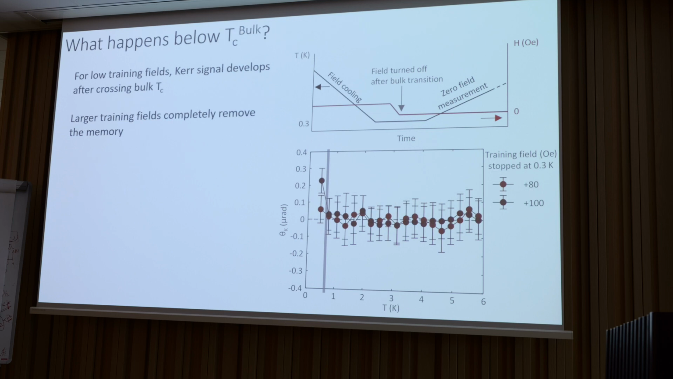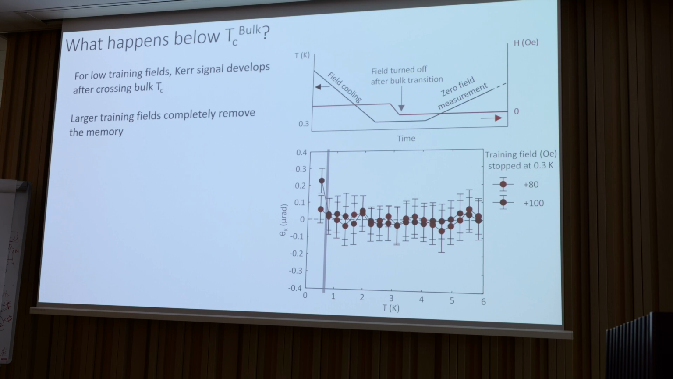So the next experiment that we did was repeat this, but use larger training fields to train the sample. So again, we cool down with the field turned on through this surface transition, through the bulk transition, and then we turn the field off and we warm up and measure. And now there is nothing at all. Which is very strange. If we had a magnetic order, you would expect that it doesn't care what the field is. If the field is strong enough to align the domains, it doesn't care if you increase the field.